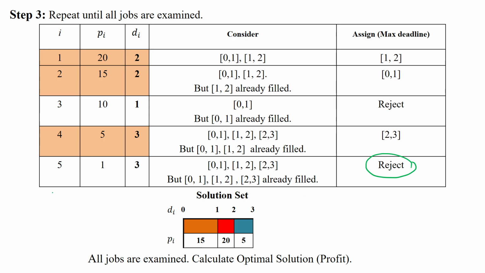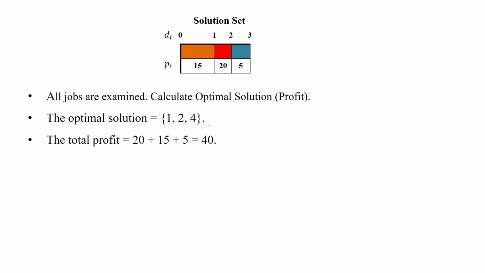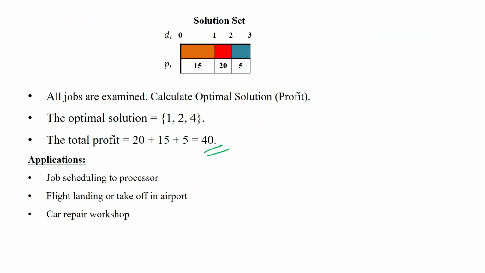After that there are no more jobs. We can stop the algorithm and calculate the optimal profit. The optimal profit is 15 units, 20 units and 5 units, so the total profit is 40, which is the solution. So job sequencing scheduling provides you maximized profit based upon the greedy approach.